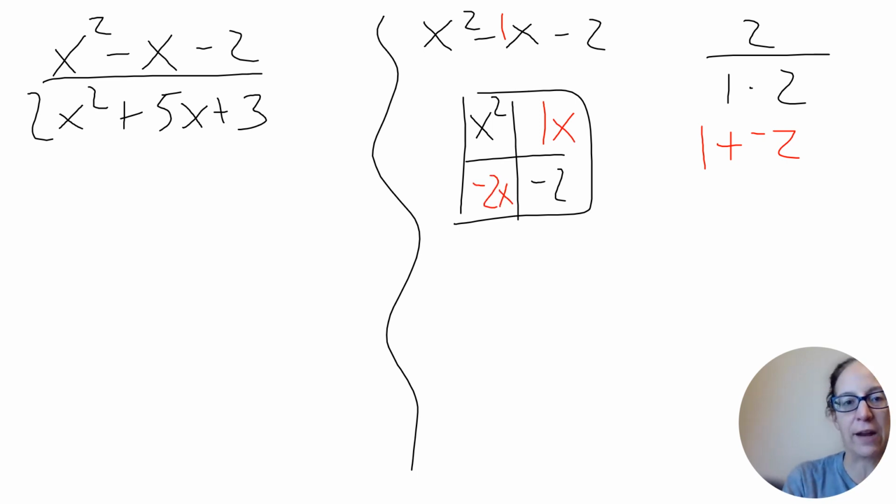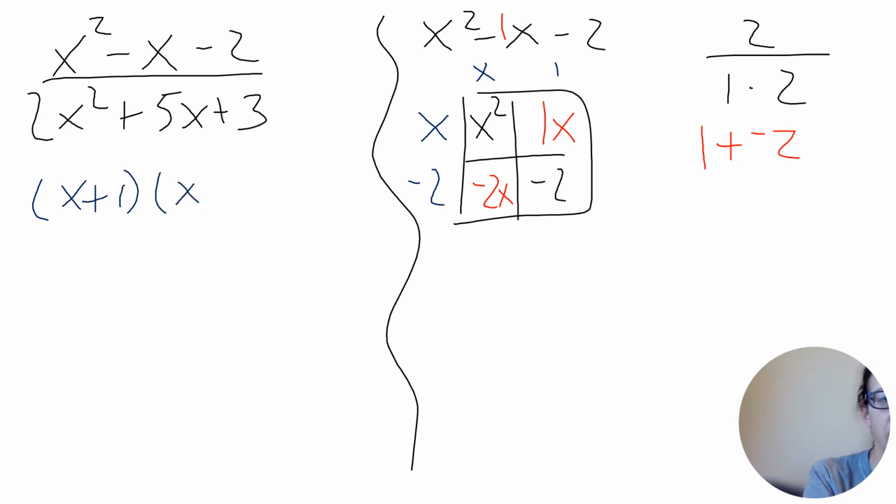And now we can go ahead and factor that. So x times x gives me x squared, x times 1 gives me 1x, x times -2 gives me -2x. And then that checks the fourth box, x plus 1, 1 times -2 is -2. And so my numerator over here is going to factor into x plus 1 times x minus 2. So there's the numerator. Now we have to factor the denominator.